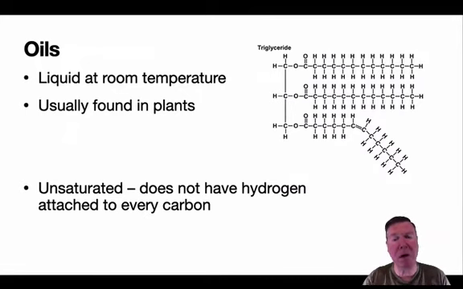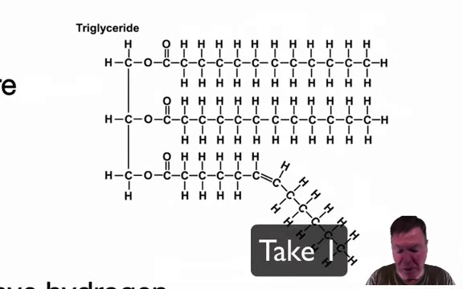Oils are liquid at room temperature, and they're usually found in plants. Liquid at room temperature. So we're not talking about bacon grease that liquefies when you heat it up. We're not talking about meat fat, which renders out at high temperatures. We're talking about a liquid at room temperature, and they are unsaturated.